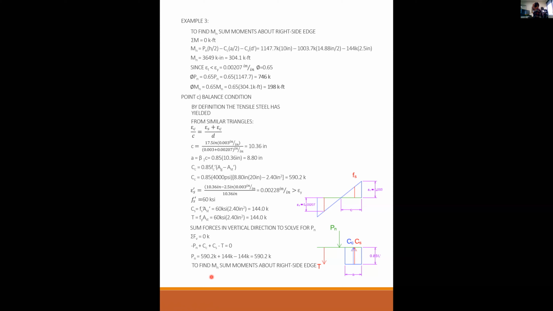To find Mn, I sum my moments about this right-hand edge, and I get Pn times h over 2, minus C_c times a over 2, minus C_s times d prime, plus T times d. That equals 590.2 times 10, minus 590.2 times 8.8 over 2, minus 144 times 2.5, plus 144 times 17 and a half. That all gives me 5,465 kip-inch, or 455.4 kip-feet.